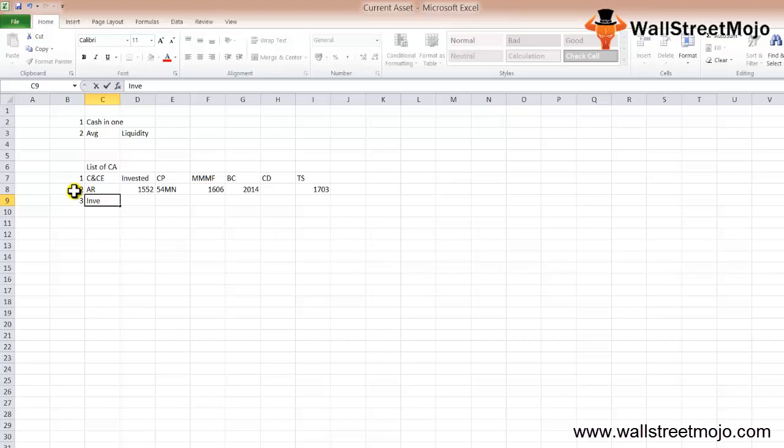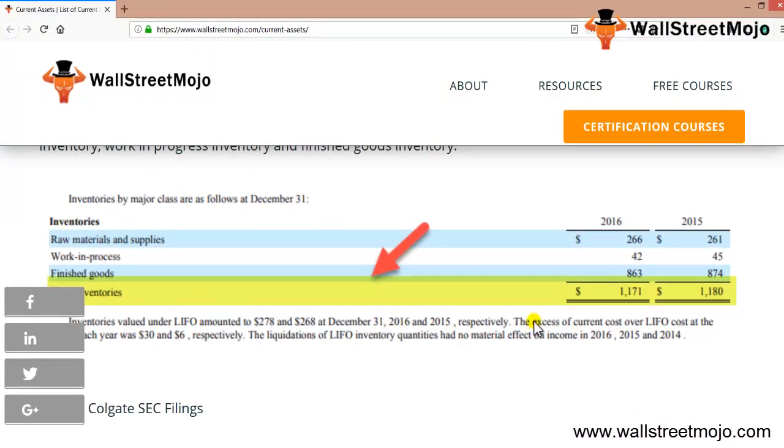Let's understand the next portion of the current assets, which is inventory. Inventory means the goods and the material that is in stock. There are three types of inventories. One is called raw materials, then work in progress, which is known as WIP, and finally what we get is finished goods. From this extract, we know that Colgate's raw material inventory was 266 million, work in progress was 42, and the finished goods was 863 million, which amounts to 1,171.